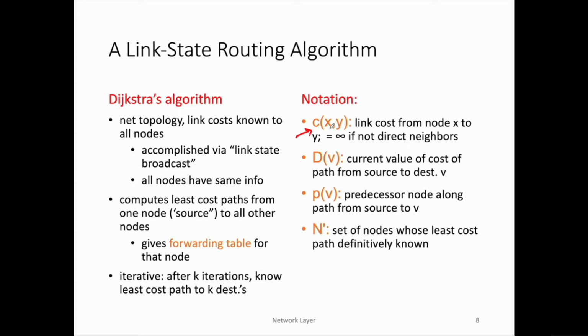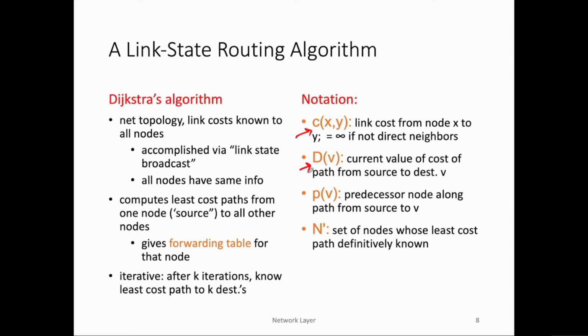And if Y is not the direct neighbor of X, initially this cost would be infinity because we have no idea about the cost, so we will assume it. Infinity means it's not the direct neighbor. So if Y is the direct neighbor of X, this cost is known, and if Y is not the direct neighbor of X, this cost is infinity to start with.